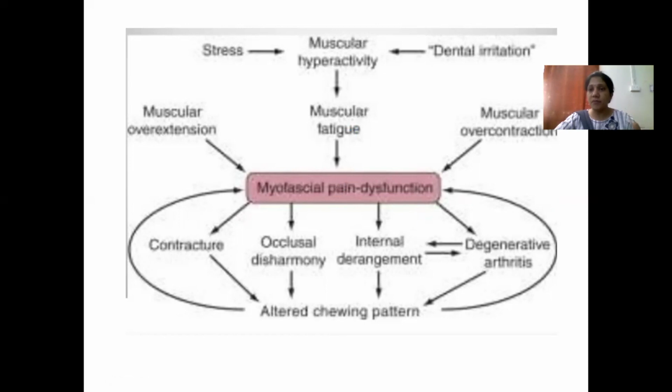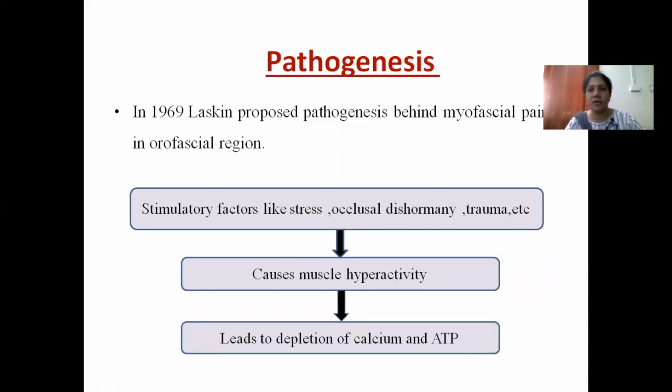Now, this MPDS, once developed, may in turn cause occlusal disharmony, internal derangement, degenerative arthritis, or contractures in that particular muscle, which will lead to an altered chewing pattern. This in turn will lead to myofacial pain dysfunction syndrome. That is, this is completely a vicious cycle, where one factor may lead to MPDS, and this MPDS will lead to another factor.